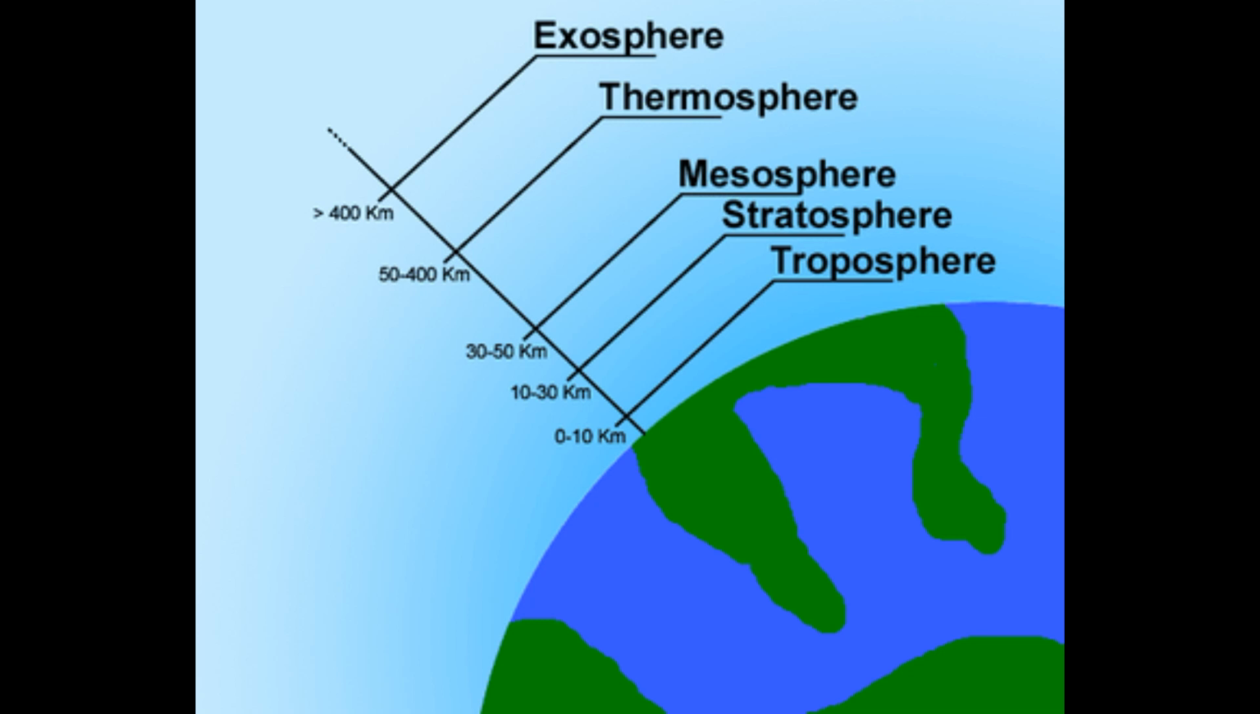Today I'm going to be learning about Earth's atmosphere, weather, and climate. Earth's atmosphere is composed of about 78% nitrogen, 21% oxygen, and 1% of other gases. And it makes up 5 layers of the atmosphere. They're called the troposphere, stratosphere, mesosphere, thermosphere, and exosphere.